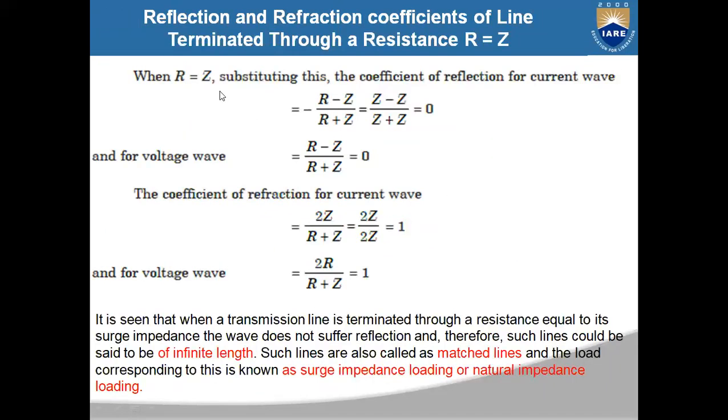Now let us see the same reflection and refraction coefficients if the line is terminated with a resistance equal to the characteristic impedance Z. Now you consider a case where the line is terminated with one resistance R, and that resistance value is equal to the characteristic impedance of the line, Z. So in place of R, you substitute Z. Whenever you substitute R equal to Z, the coefficient of reflection for the current wave will be 0, and the coefficient of reflection for the voltage wave will also be 0. Both coefficients of reflection are 0 here.